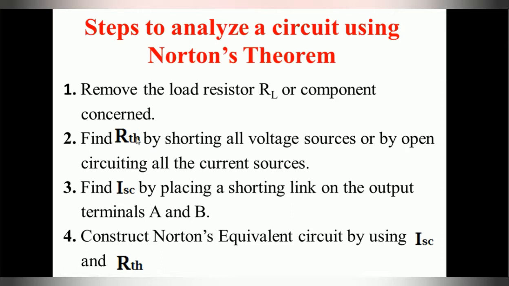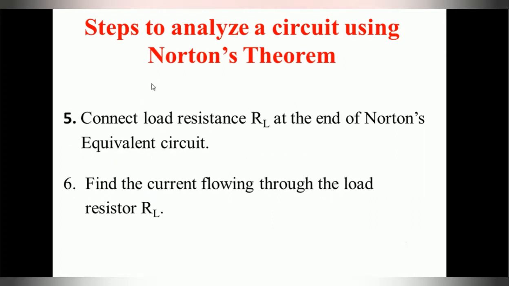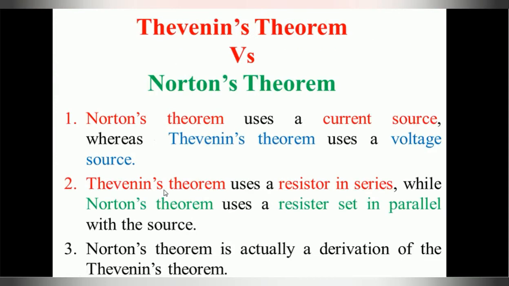After getting the values of RTH and ISC, draw the Norton's equivalent circuit, that is, the current source in parallel with one resistance, using the values obtained in the second and third steps. After that, connect the load resistance at the end of the Norton's equivalent circuit. Now find the value of current flowing through the load resistor. So these are the 6 steps needed to analyze a circuit and find the value of load current.